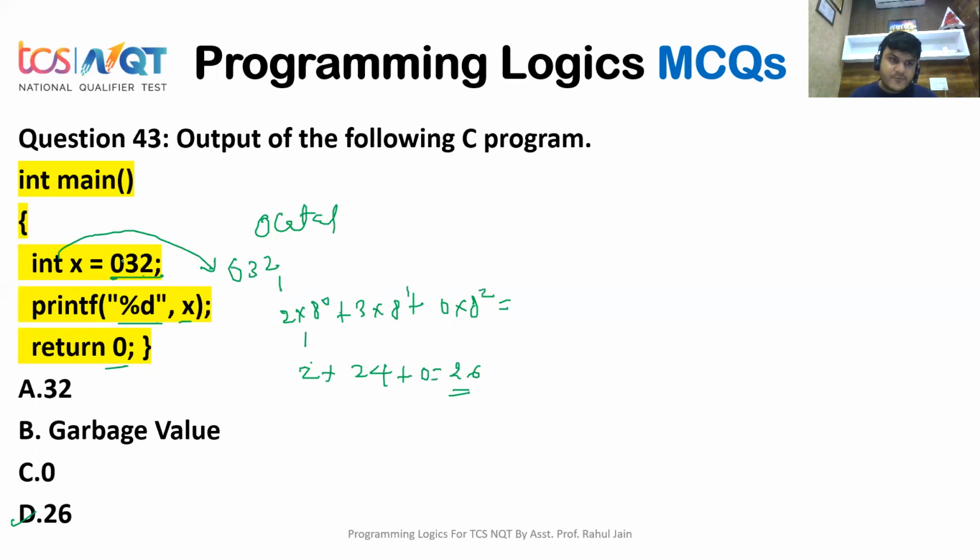Why? Because if we declare any integer like int x and initialize it with a leading 0, by default the C compiler would treat it as an octal value, and then we need to calculate the octal value and print that. Okay.